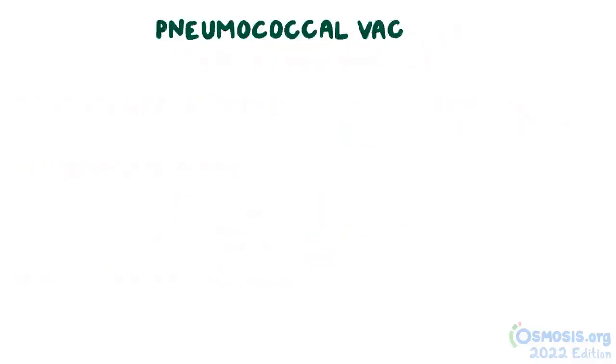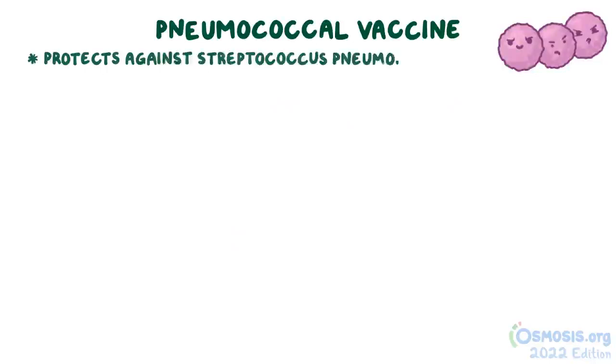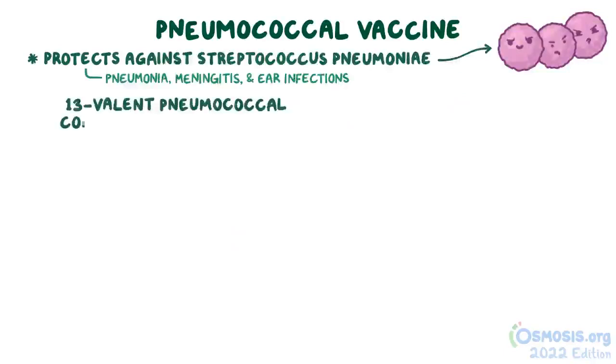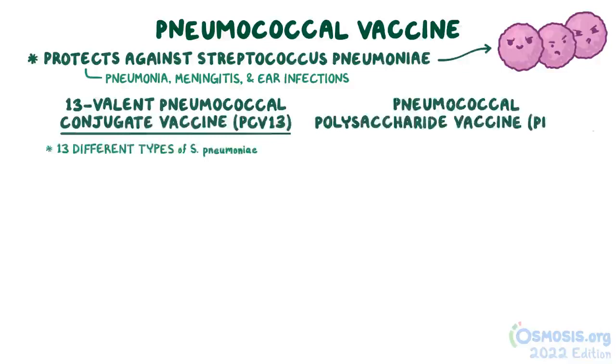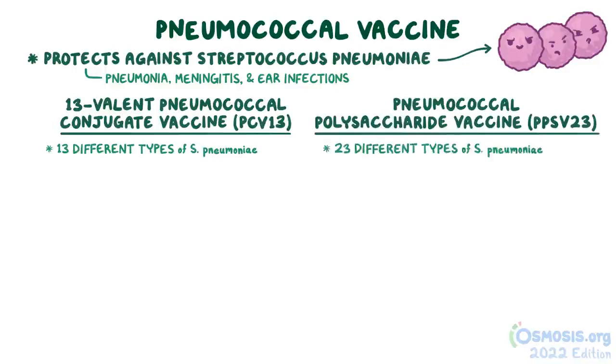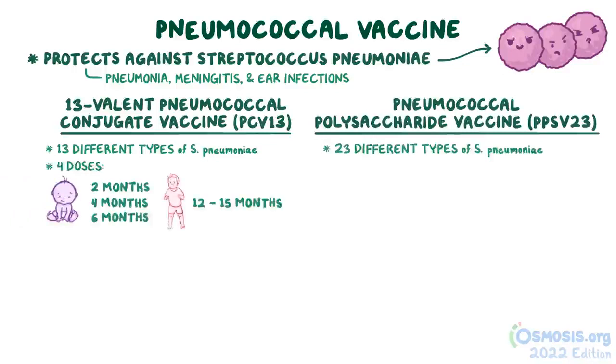The pneumococcal vaccine protects against Streptococcus pneumoniae, which causes various infections including pneumonia, meningitis, and ear infections. There are 2 types: a 13-valent pneumococcal conjugate vaccine, or PCV13, which covers 13 different types of Streptococcus pneumoniae, and a pneumococcal polysaccharide vaccine, or PPSV23, which covers 23 different types. PCV13 is given routinely in 4 doses, at 2, 4, 6, and 12 to 15 months.